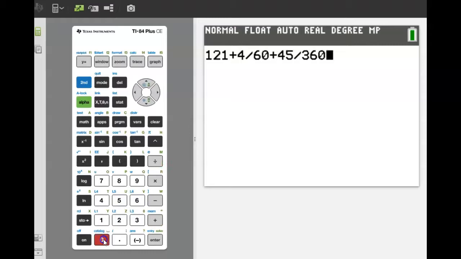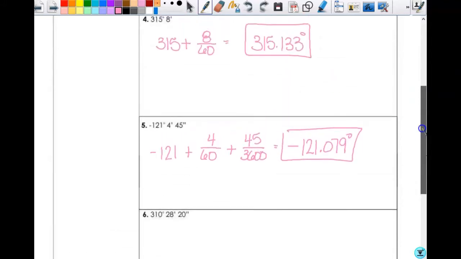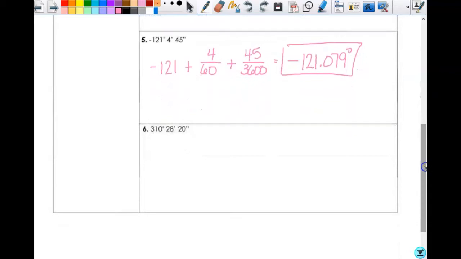Just do it all at once, and then the calculator takes care of all of it for you right there. So remember, we already carried our negative sign over. I round to the correct decimal place, and I get negative 121.079 degrees. Did I put my degrees on this one? No, I didn't. Okay. All right, so I want you to do number 6.